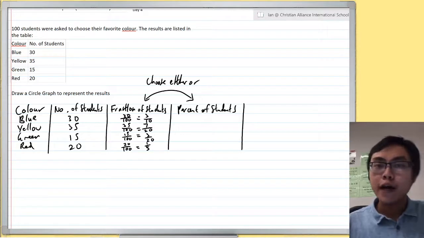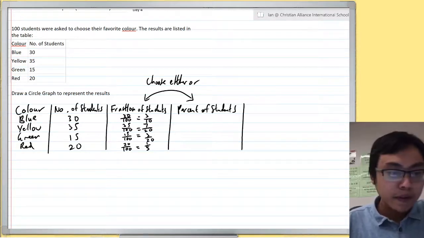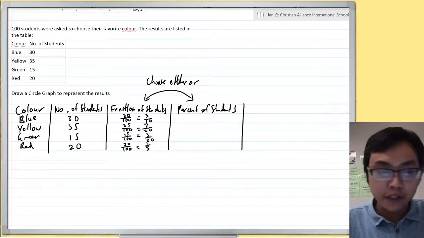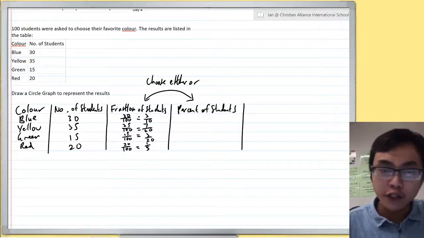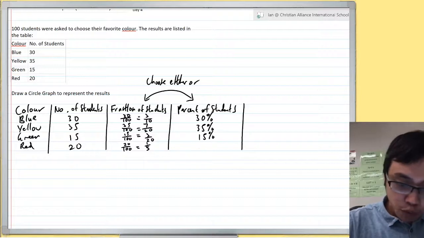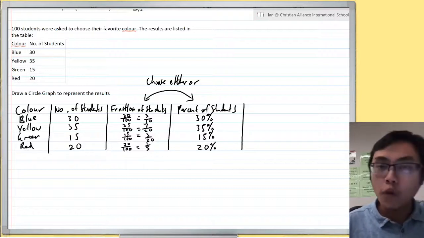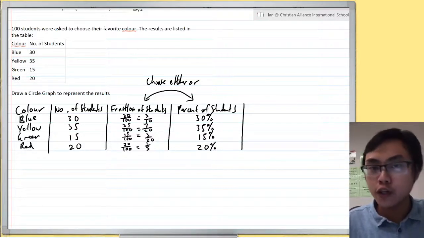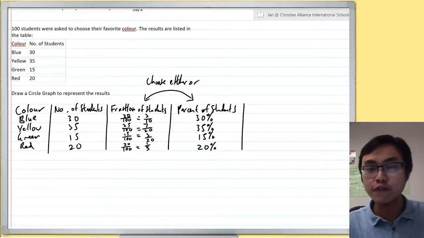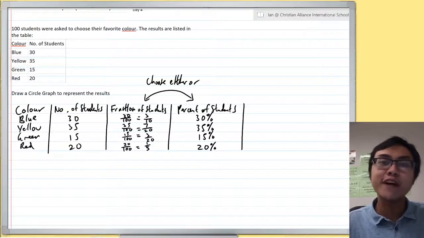Now, I've written this question as out of 100 students to make life easier when calculating the percents, which means 30 out of 100 is the same as 30%, 35 will be 35%, 15 will be 15%, and red will be 20%. Normally, if it wasn't out of 100, you would have to divide by the number of students surveyed. So if 50 students were surveyed, you divide by 50.